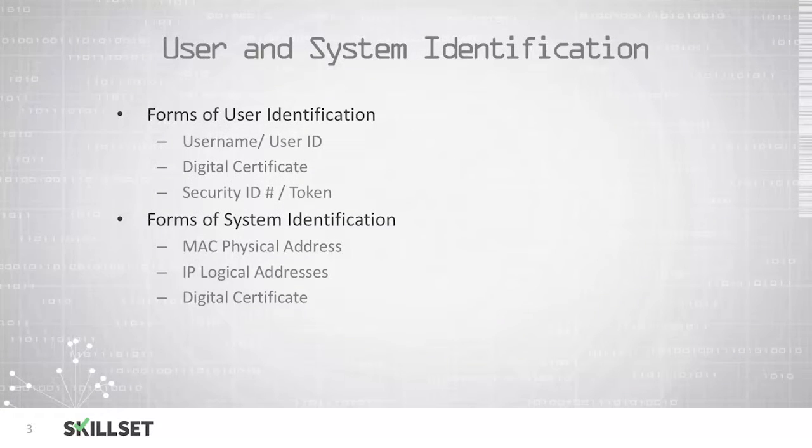We have several different ways that we can identify an individual. We can use a username or a user ID. We can also use a digital certificate, which is an example of something you have authentication. We can also use a security ID number to provide some anonymity, or even a token device which can be used to identify an individual.